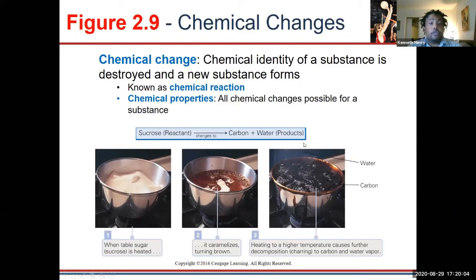Okay, so let's talk about chemical changes. A chemical change, or like we like to call it, a chemical reaction, is basically when you start off with one molecule or a couple of molecules and you change the arrangement of those molecules, or you break them down into their components, okay?